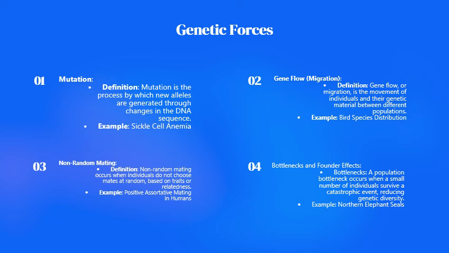And let's talk about another example with the bottleneck and founder effect. For the bottleneck effect, we can see this in northern elephant seals. Northern elephant seals were heavily hunted, resulting in a severe population bottleneck in the 19th century. Today's population is descended from a small number of survivors, resulting in low genetic diversity.